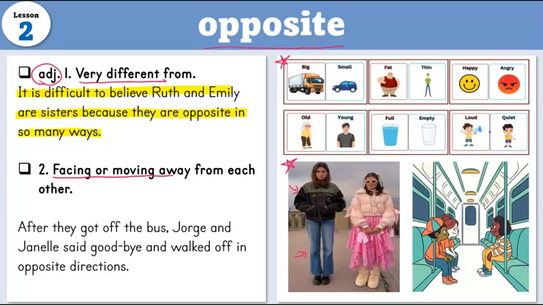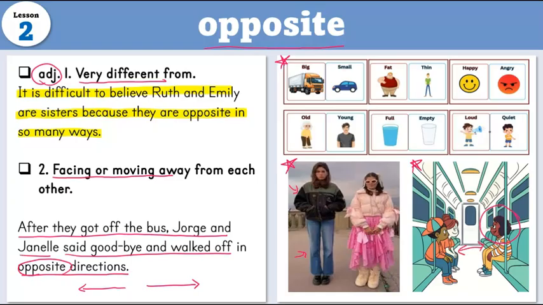So for example, after they got off the bus, Jorge and Janelle said goodbye and walked off in opposite directions. So in this sentence, the two friends got off a bus and then one friend went this way and the other friend went that way. So they were going in opposite directions. I could also say she sat opposite from her friends on the train. They are on the other side.